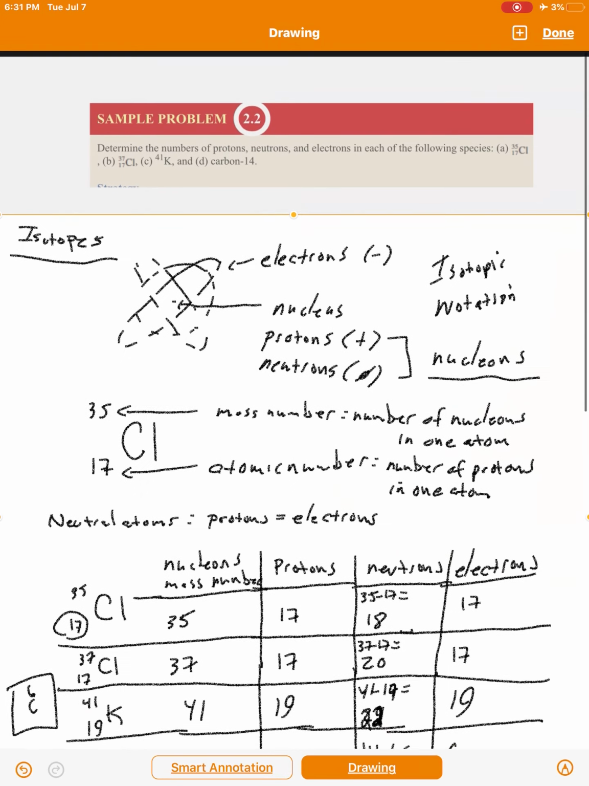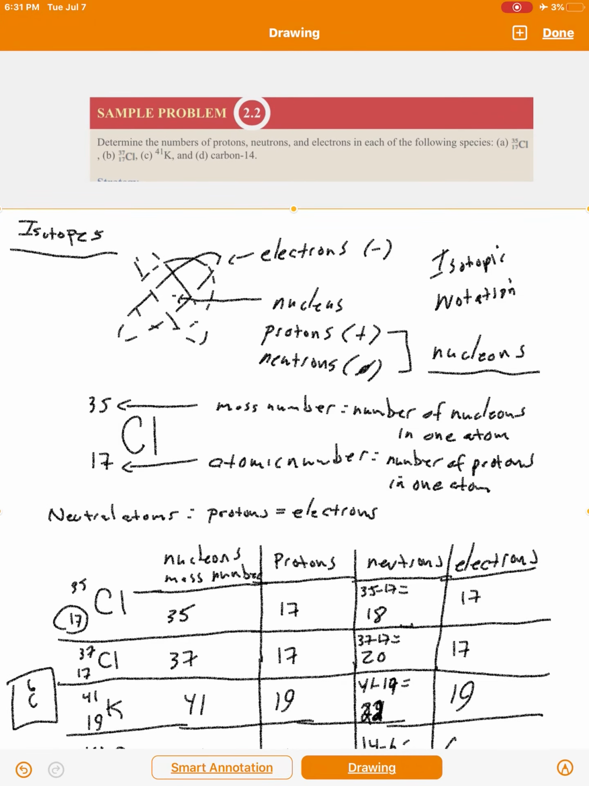That's isotopic notation. In nature, each element has more than one isotope found in nature. There's usually a dominant 1 or 2, but each element actually has more than one isotope in nature. Very interesting.